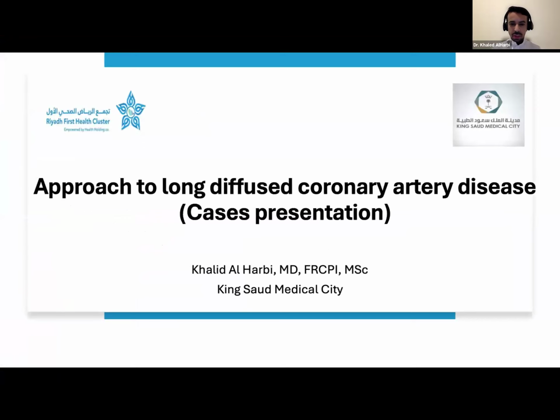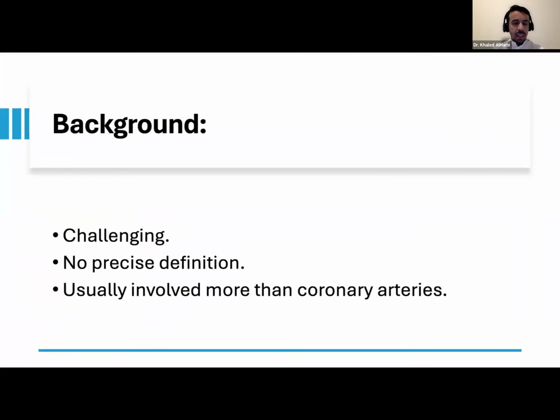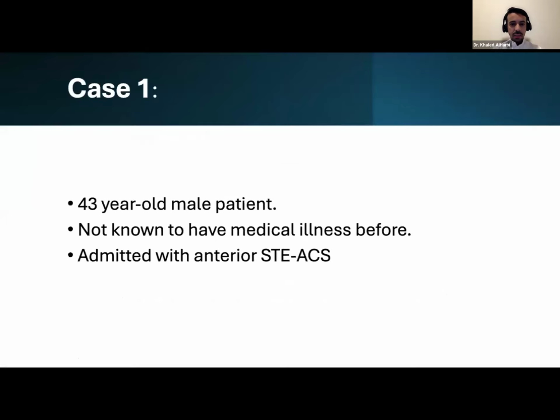Thanks Dr. Rasha for this invitation, and thanks Terumo also. When they talked to me about long and diffuse disease, I found it very difficult and very challenging. There is still no precise definition of what a long and diffuse lesion is. There is a lot of literature about it, but no agreement on the length and the diameter of the vessel for a long and diffuse lesion. If we have one diseased coronary artery, we expect more than one coronary artery to be involved, as Dr. Abdullah Saidi's case just showed. Let me start. I have five cases to present today.